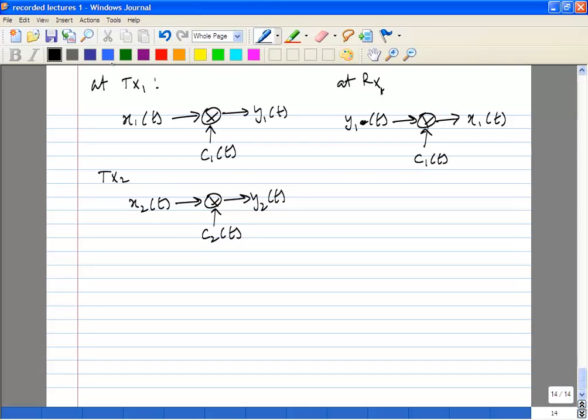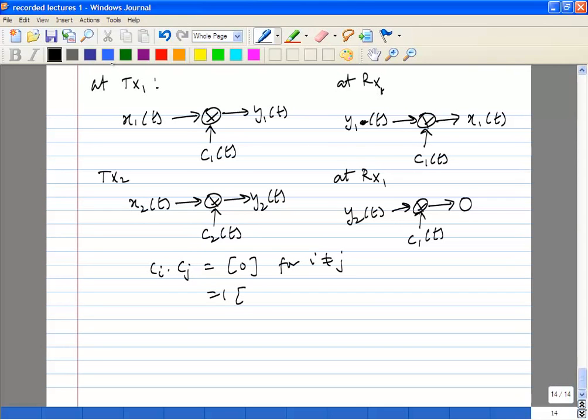Now at the same receiver, if y2 of t is received along with y1 of t, it is multiplied with the code c1 of t and this produces 0 because the two codes are orthogonal. So the basic idea is ci.cj is 0 for i not equal to j, and 1 for i equals j.